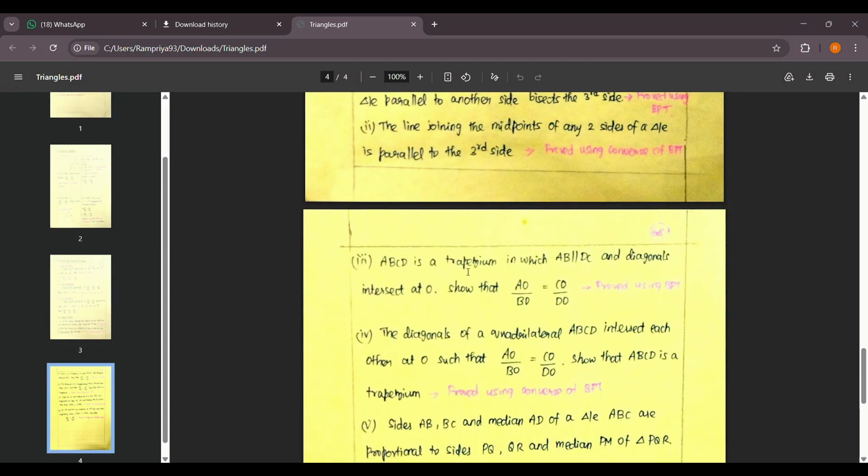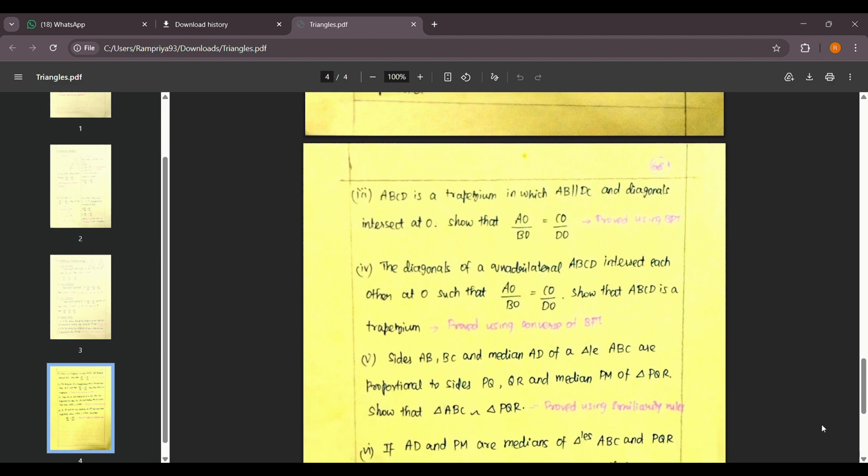And another question: ABCD is a trapezium in which AB is parallel to DC. AB parallel to DC means straight away you have to use the great BPT theorem. The diagonals intersect at O, show that AO by BO equals CO by DO. You can prove it by using BPT.